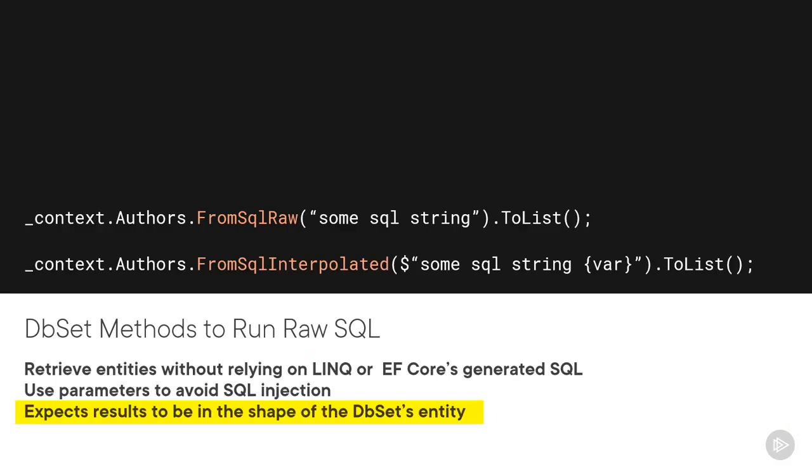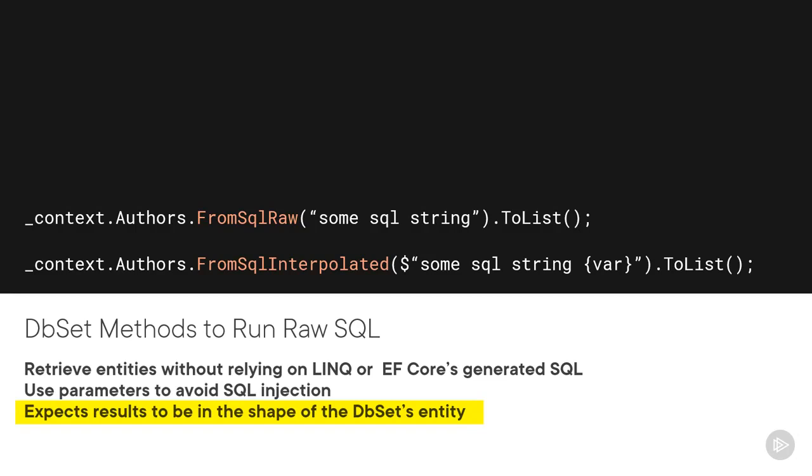One of the requirements with using the FromSql methods on the DbSet is that the SQL needs to return data whose structure matches the entity represented by the DbSet. That means your query needs to return all of the scalar properties, no less and no more. So if my SQL only selected, for example, the name column, EF Core will throw an exception at runtime when it's trying to materialize author objects from the results.